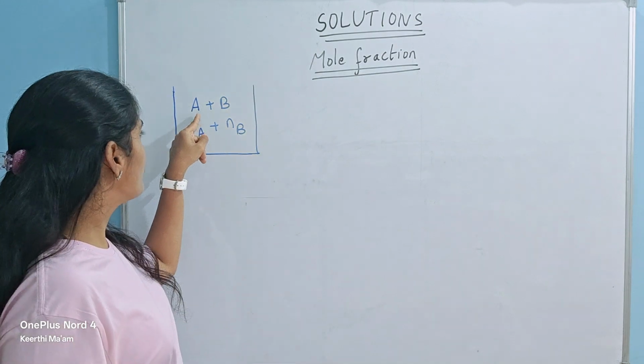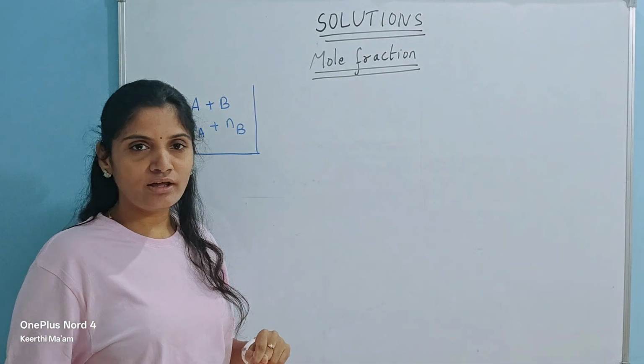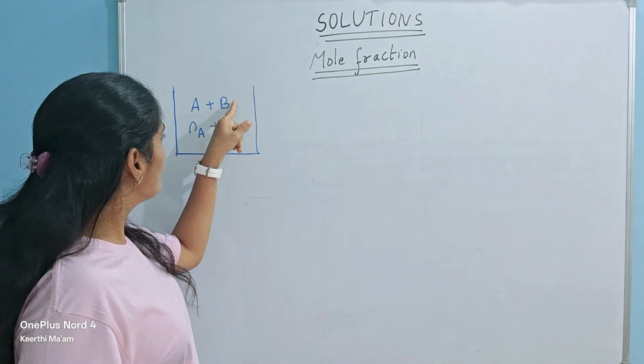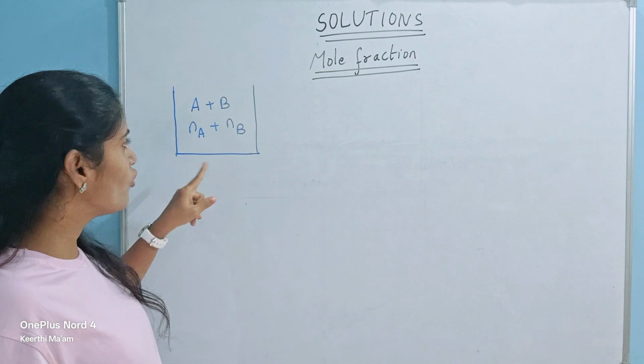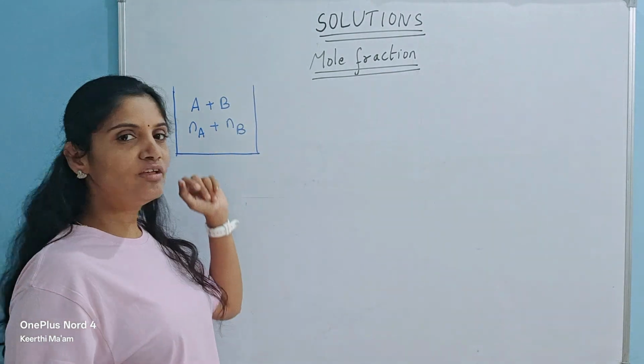Here I have taken a solution which has two components A and B. The number of moles of A in the solution is considered to be Na, and the number of moles of B in the solution is considered to be Nb. So the total number of moles in the solution is Na plus Nb.